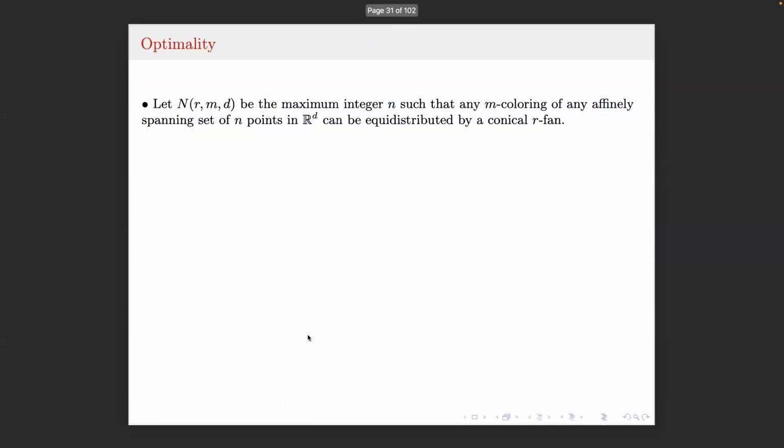Good. Okay. So just a little bit of word on optimality. It turns out we expect that these results are tight, but they're not quite, or at least I couldn't prove that they were quite tight. So to phrase this, let N(R,M,D) be the maximum integer such that if you give me any M-coloring of any affinely spanning point set in R^D, then we can find an equidistributing conical R-fan. So then the theorem gives us a lower bound, and when D is big enough, this lower bound is almost tight. And I should also say this holds only when M is greater than or equal to 2. Once D is large enough, the results we have are essentially tight.